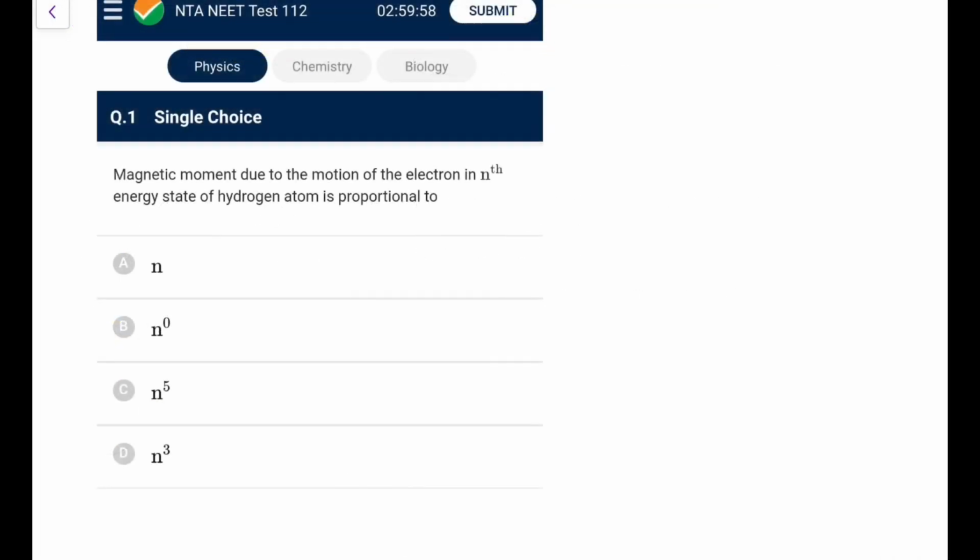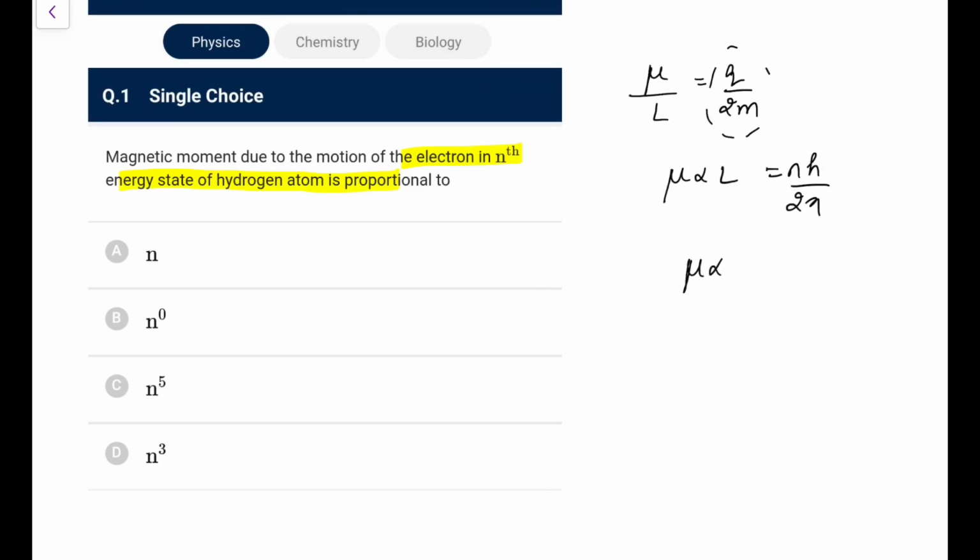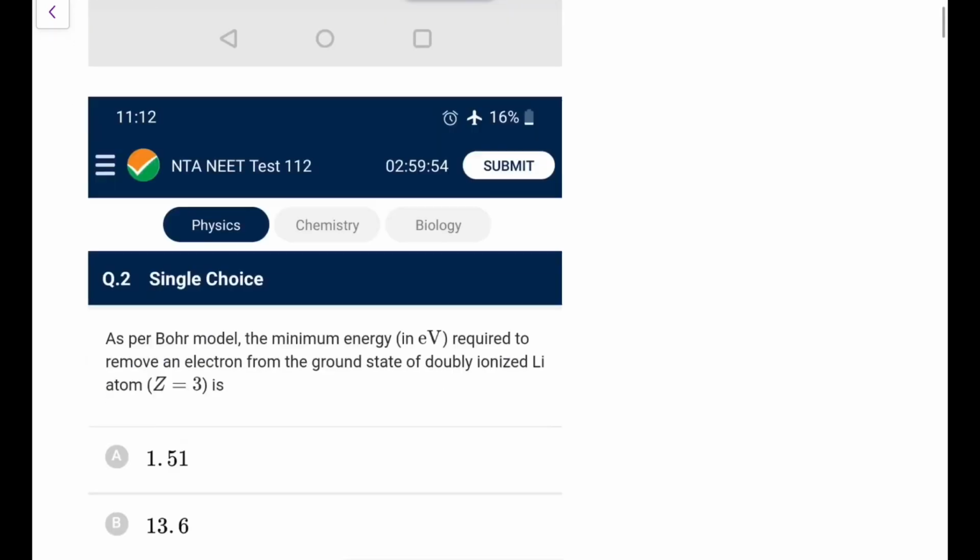Let's see the paper. Question 1. Magnetic moment due to the motion of the electron in nth energy state of hydrogen atom is proportional to? Here I can say the gyromagnetic ratio, you know that mu by L is equal to q by 2m. So that is a fixed quantity. So we know mu is proportional to L and L is equal to nh by 2 pi. That means mu is going to be proportional to n. That is what you do with the Bohr magneton thing and everything. So you should be able to do this. This is option A.